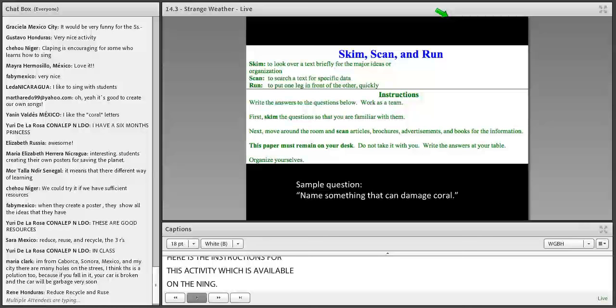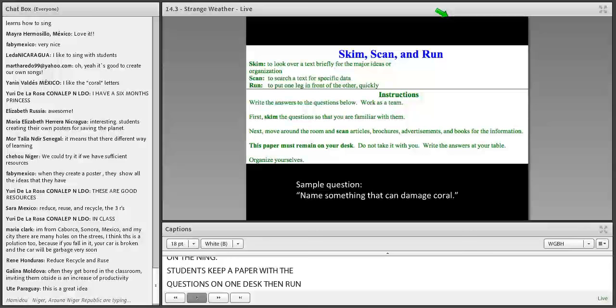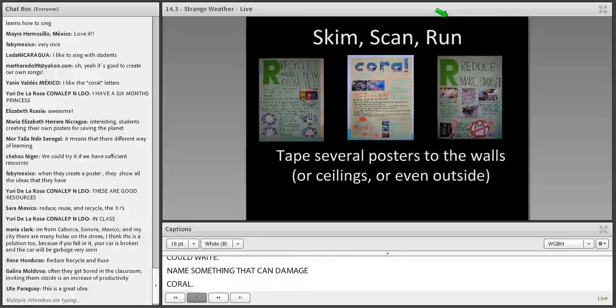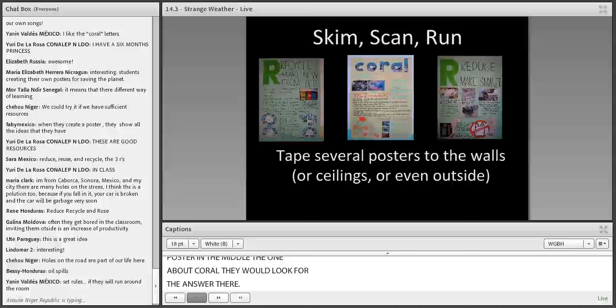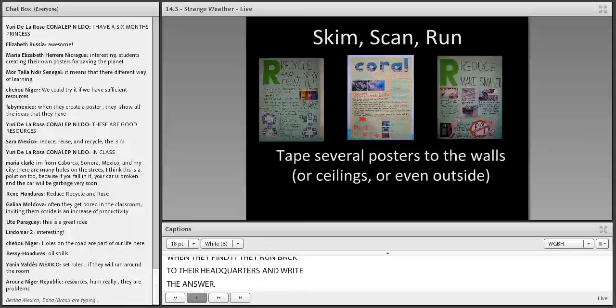Here's a sample question you could write. Name something that can damage coral. So students would run around the room. They want the poster in the middle, the one about coral, and they would look for the answer there. When they find it, they run back to their headquarters and write the answer. Great way to make students read and have fun in reading.